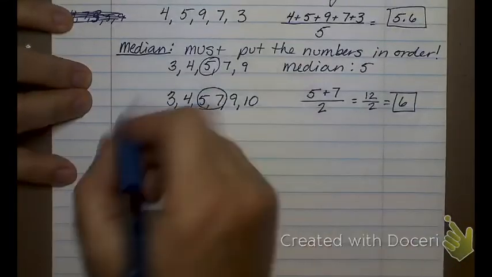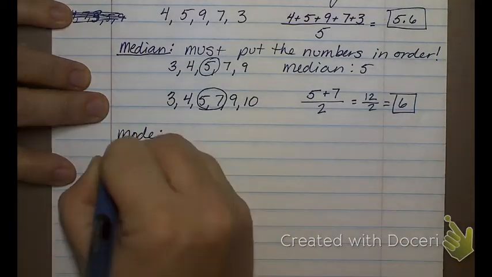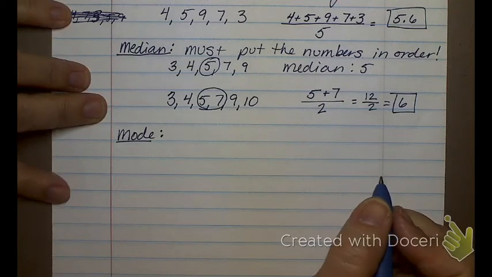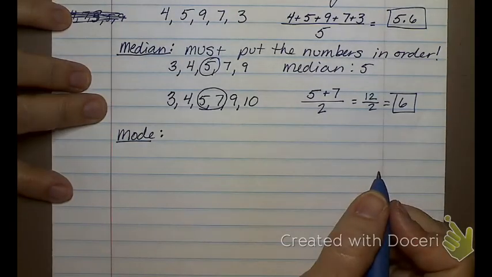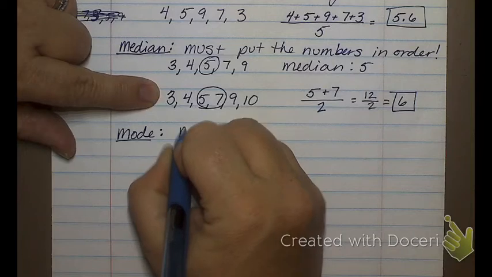Ready for mode? What is mode? I think of the mode as being the most popular. The mode is the most popular. Oh, I'm sorry? The biggest number? It's not always the biggest number. It's repetitive. The number that occurs the most. So for example, I'm going to write most popular here.